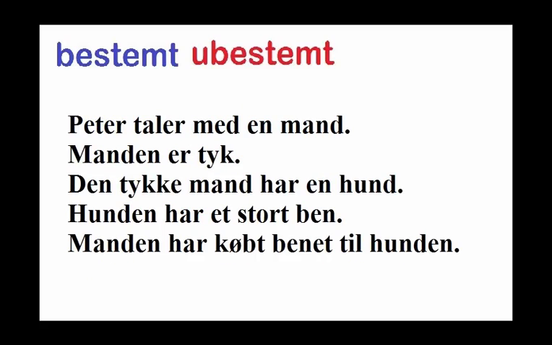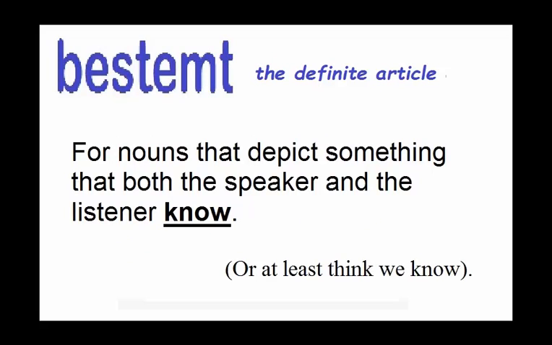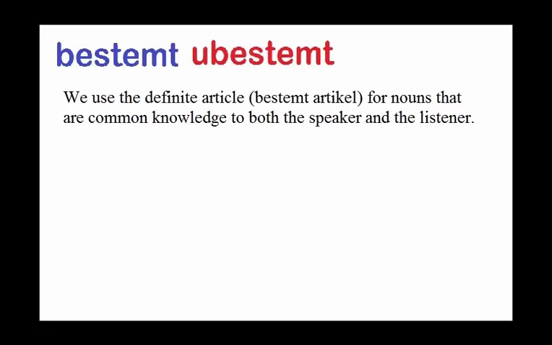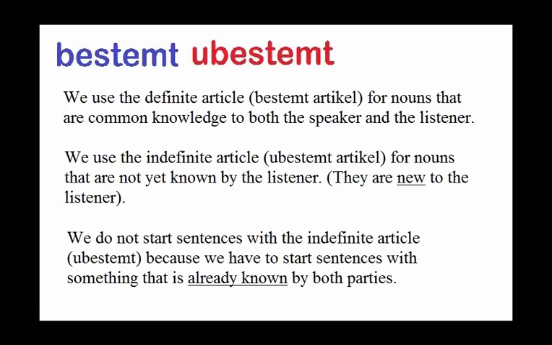Notice how we never start a sentence with an indefinite article? Remember why? Because we start sentences with something that the listener and the speaker already know. It's got to be definite if we're talking about it. Okay, time for a recap. We use the definite article, bestemt artikel, for nouns that are common knowledge to both the speaker and the listener. We use the indefinite article, ubestemt artikel, for nouns that are not yet known by the listener. They are new to the listener. We do not start sentences with the indefinite article, ubestemt, because we have to start sentences with something that is already known by both parties.